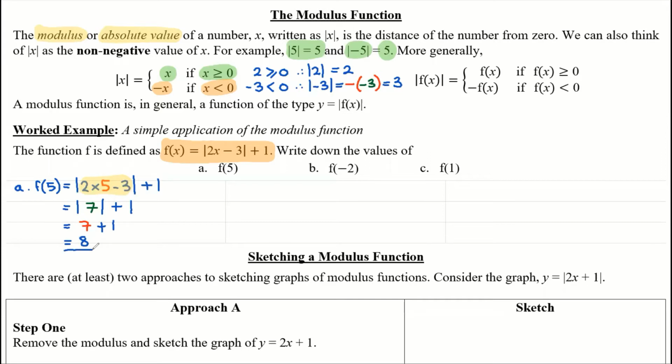For part B, f of -2. So perhaps we'll have something different going on here. So f of -2, we're going to substitute in -2 for x. That's 2 multiplied by -2 this time. And then subtract 3. Close the modulus, and then we're going to add 1 outside of the modulus. So this is going to equal the modulus. Now, 2 lots of -2 is, of course, -4. Subtract 3 is -7.